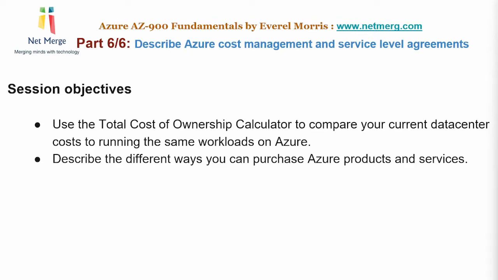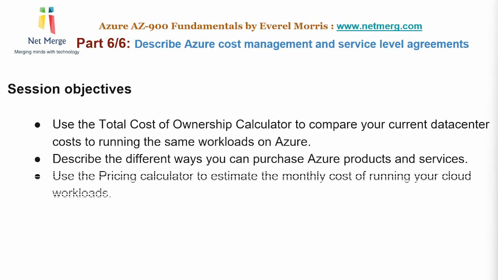Then we're going to describe the different ways you can purchase Azure products and services, through a third party or directly through Azure. Then we're going to use a pricing calculator to do more trivial estimates, such as on a monthly basis or the cost for running a particular workload with a certain amount of resources. So you're able to do trivial cost estimates with that.